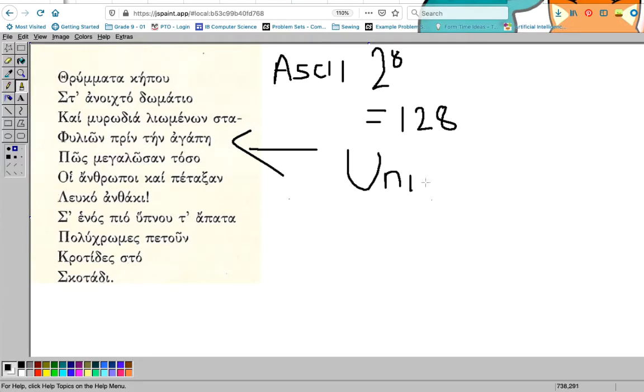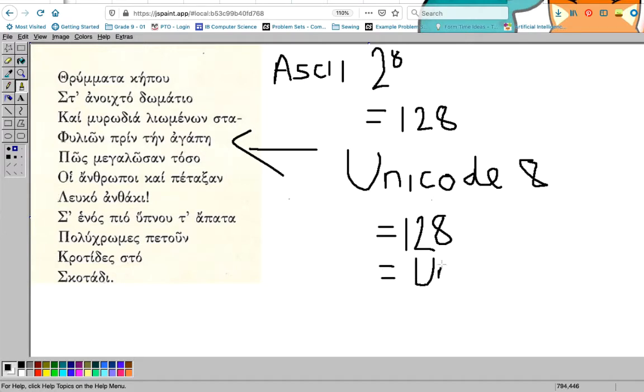That means if I wanted to store a Greek poem, I couldn't because there were not enough letters available and not enough different codes available. That means Unicode 8 was invented. That meant Unicode 8 was still 127, not 128 like it says there.